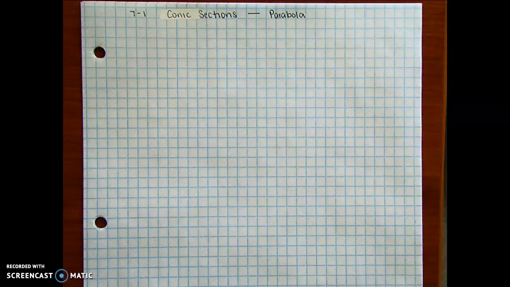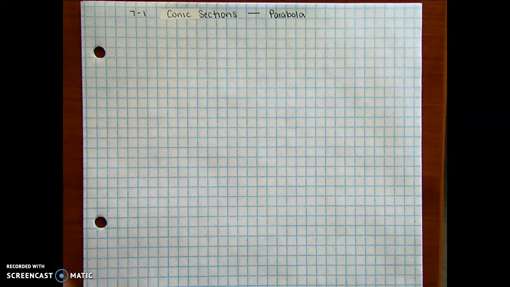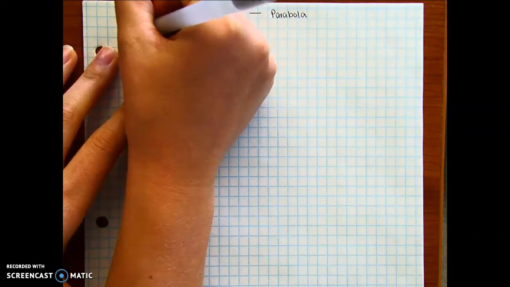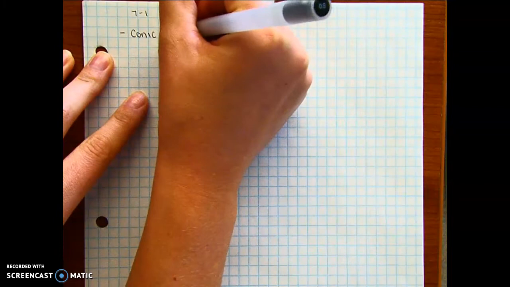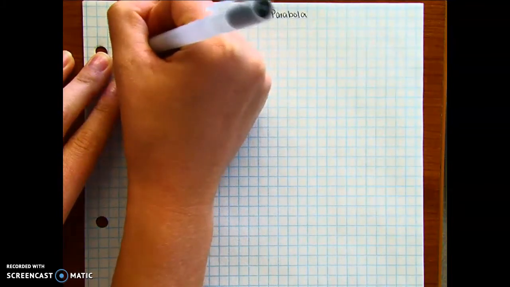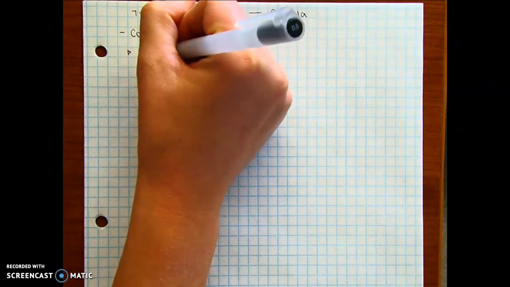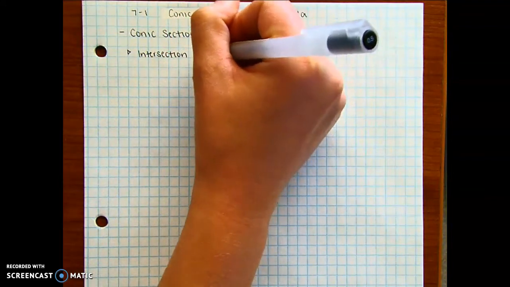Hey Pre-Calc, in this video we're going to be starting Chapter 7, which is all about conics, conic sections, and our main focus today is going to be parabolas. So let's start by saying what is a conic section. A conic section is going to be the intersection of a plane and a cone.